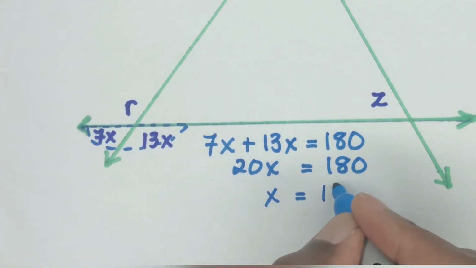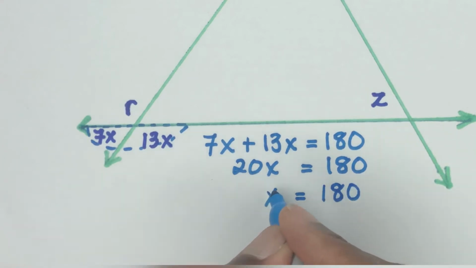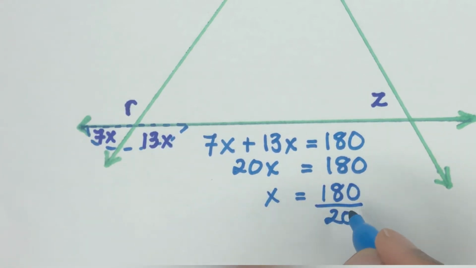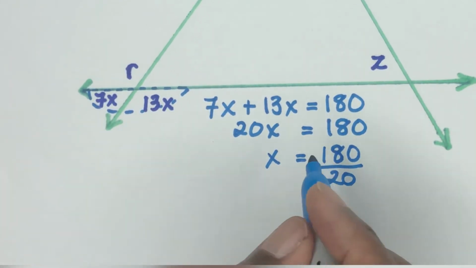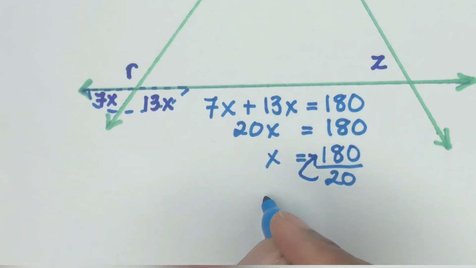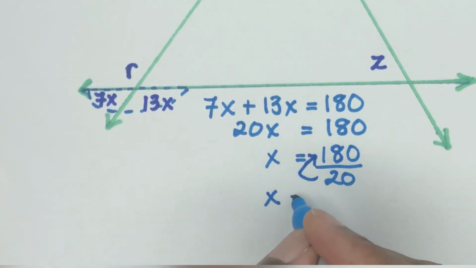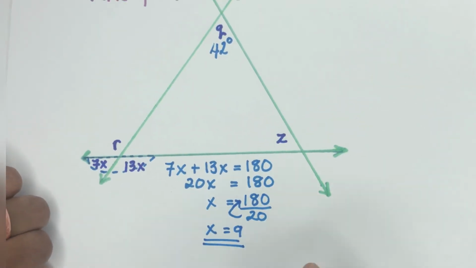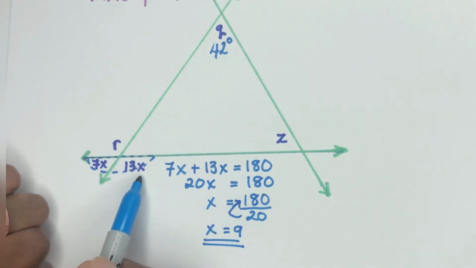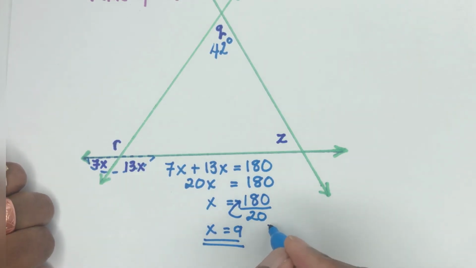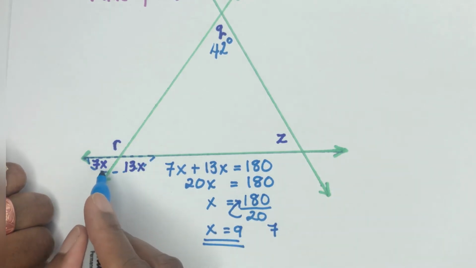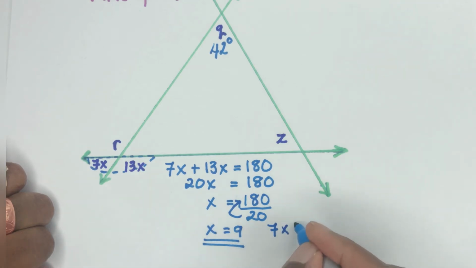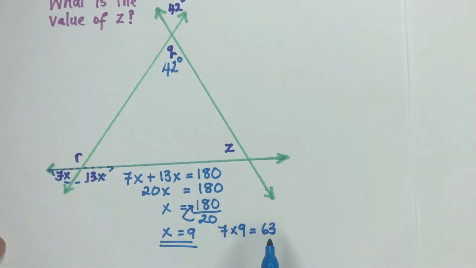So you leave your 180 in its original position, and then this 20 gets divided, right, to become 180 divided by 20. And how many times does 20 go into 180? It goes 9 times, right? So x equals 9. So now we've established what x is. So now we got to plug that into the 7x and the 13x, right? So 7x, we know what x is now. It's no longer the unknown. So 7 times x, x is 9, so 7 times 9. And what is that? That is 63.